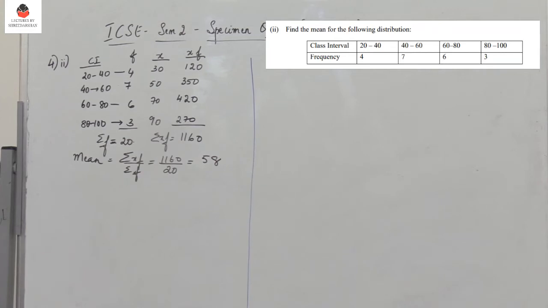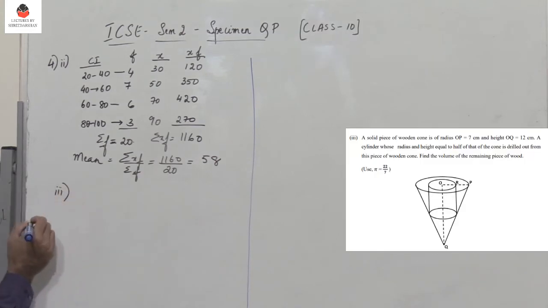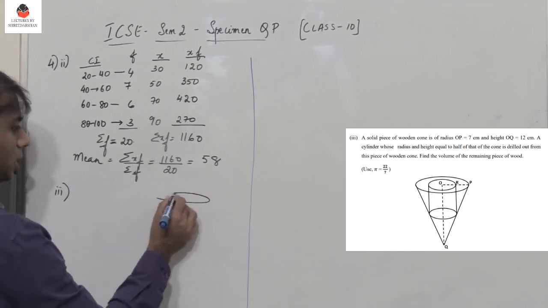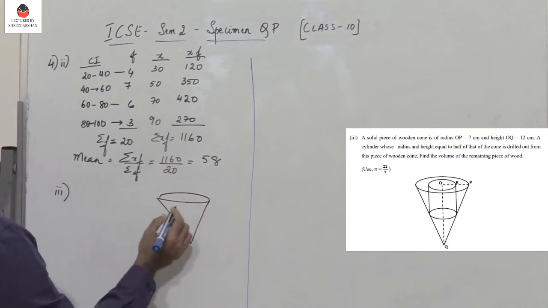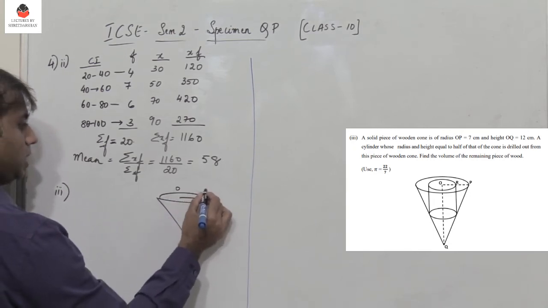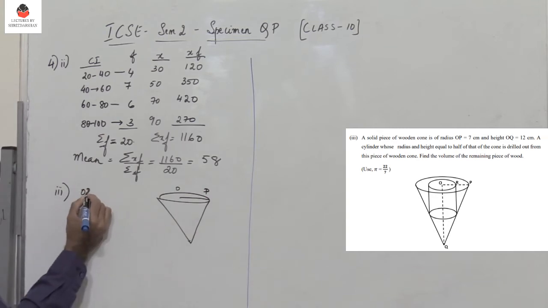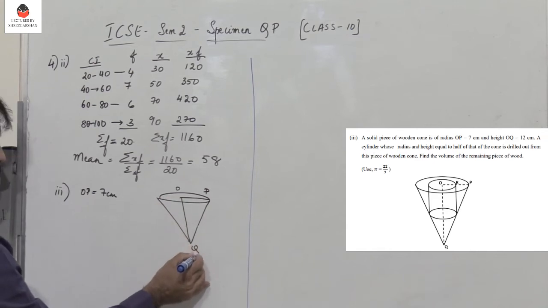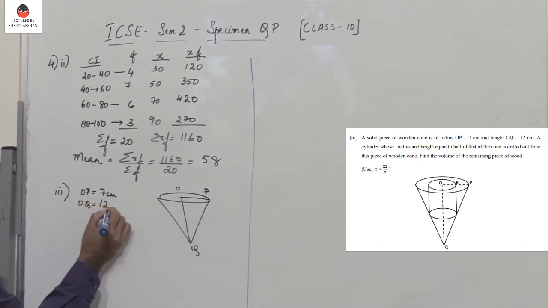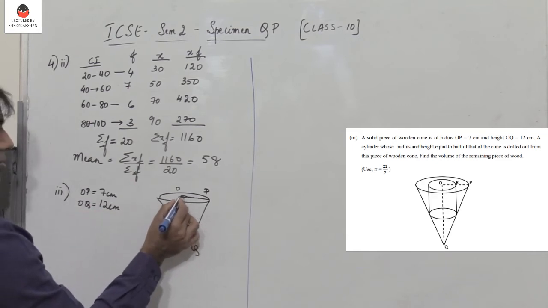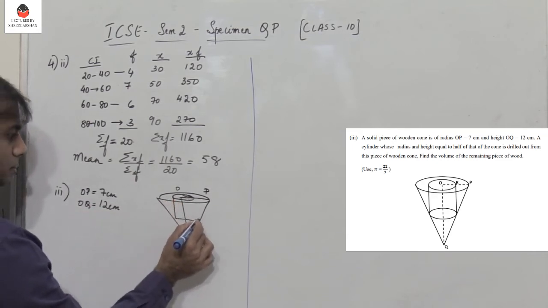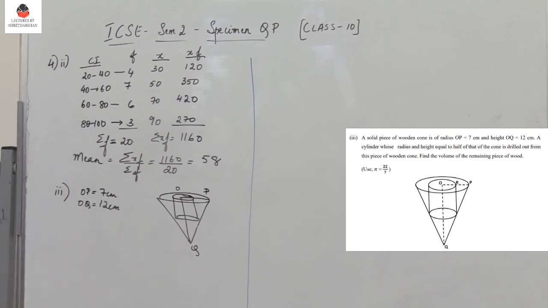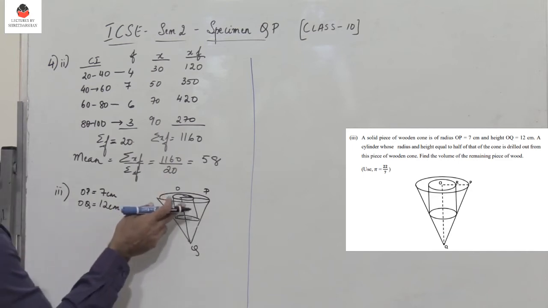A very simple question. A solid piece of wooden cone is of radius 7 centimeters. So you have a cone. So the radius OP is 7 centimeters. So OP is 7. And the height OQ is 12. A cylinder. So now you have a cylinder whose radius and height is half that of cone, right?